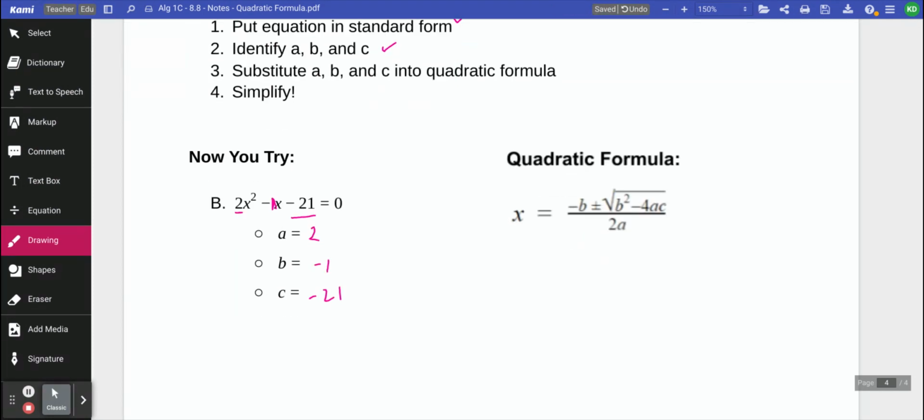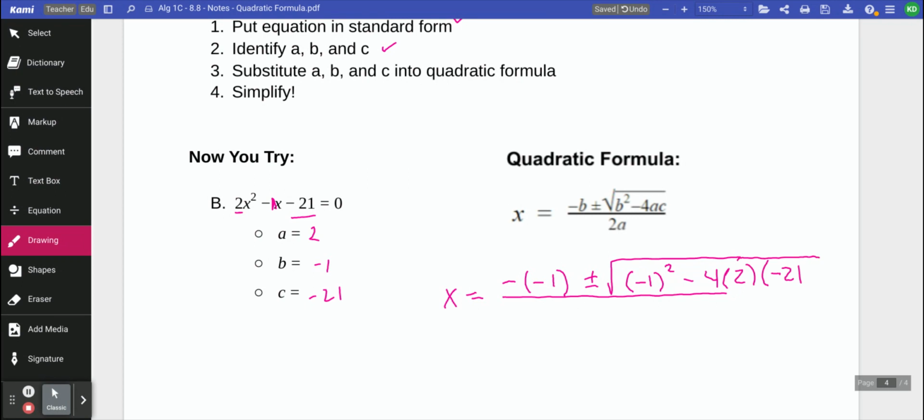So now we're going to plug this into our quadratic formula. So I'm going to write x equals big fraction bar. So negative b, so I'm going to put negative parentheses negative 1 plus or minus square root of, and again, parentheses negative 1 squared, right? That's my b value. Minus 4ac, so 4 times 2 times negative 21, so I have to make my fraction bar bigger, over 2 times a, so a is 2, and there we go. There's all of our substitution.